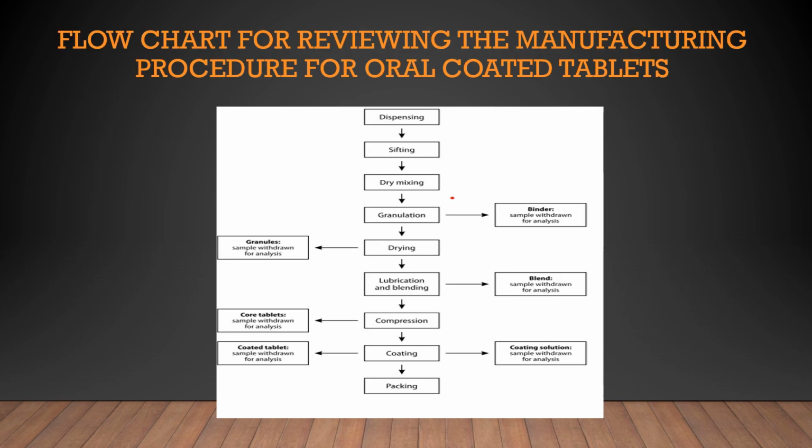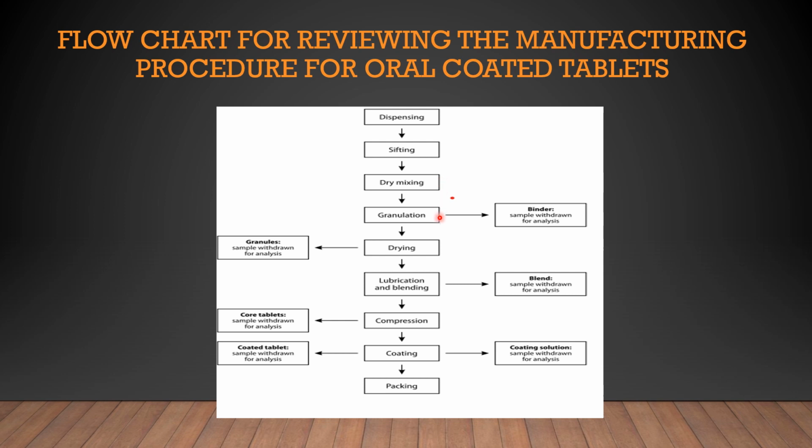Flowchart for reviewing the manufacturing procedure for oral coated tablets. So this is one of the typical examples we can see and understand. Here the raw material is being dispensed and sifted, and then it undergoes dry mixing.